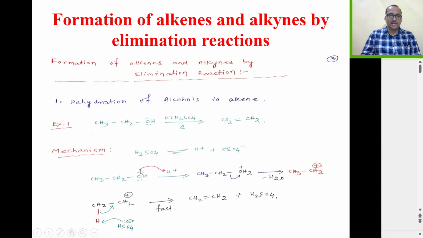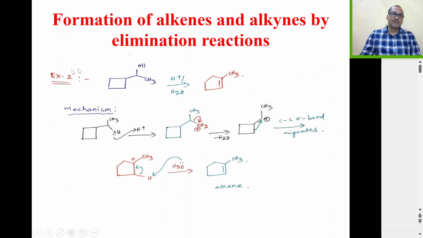So this lone pair will attack the electrophile H plus. So it becomes OH2 plus. And this bond will break on OH2 plus. So as a result we get CH3CH2 plus. So once we get this carbocation, HSO4 minus again will take the proton and this CH bond will break on here. So as a result we get the alkene due to the elimination of water.